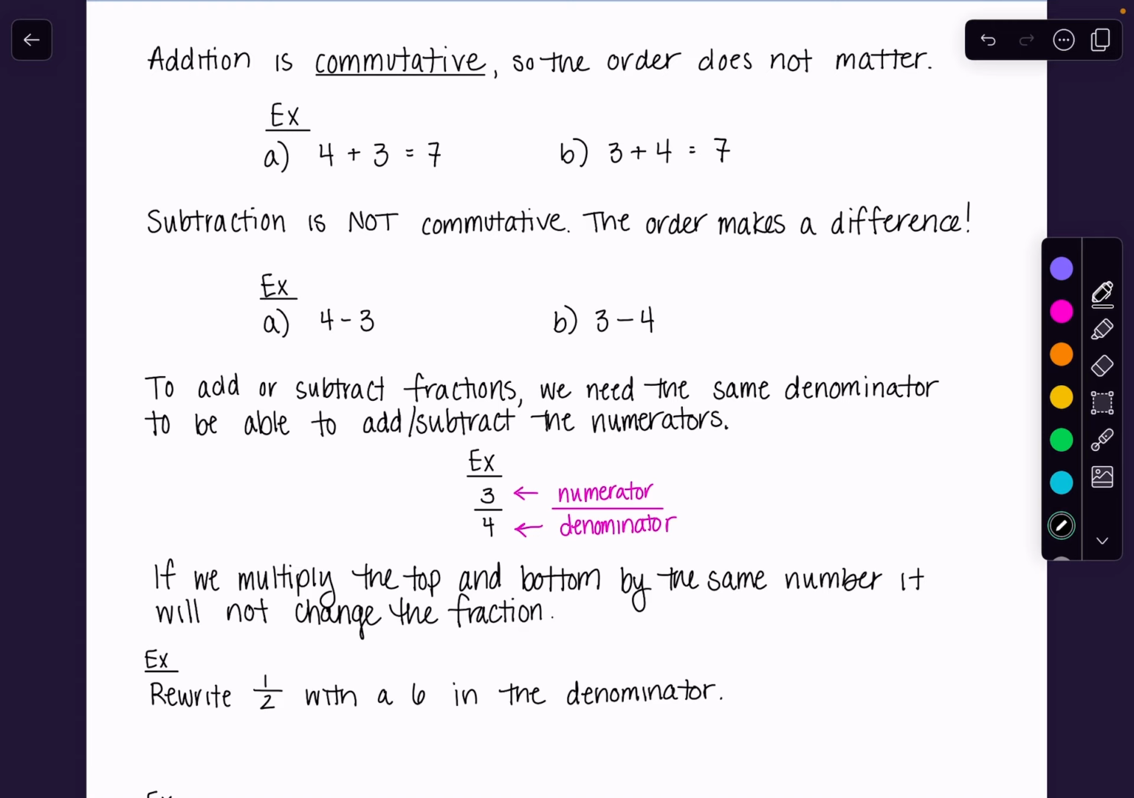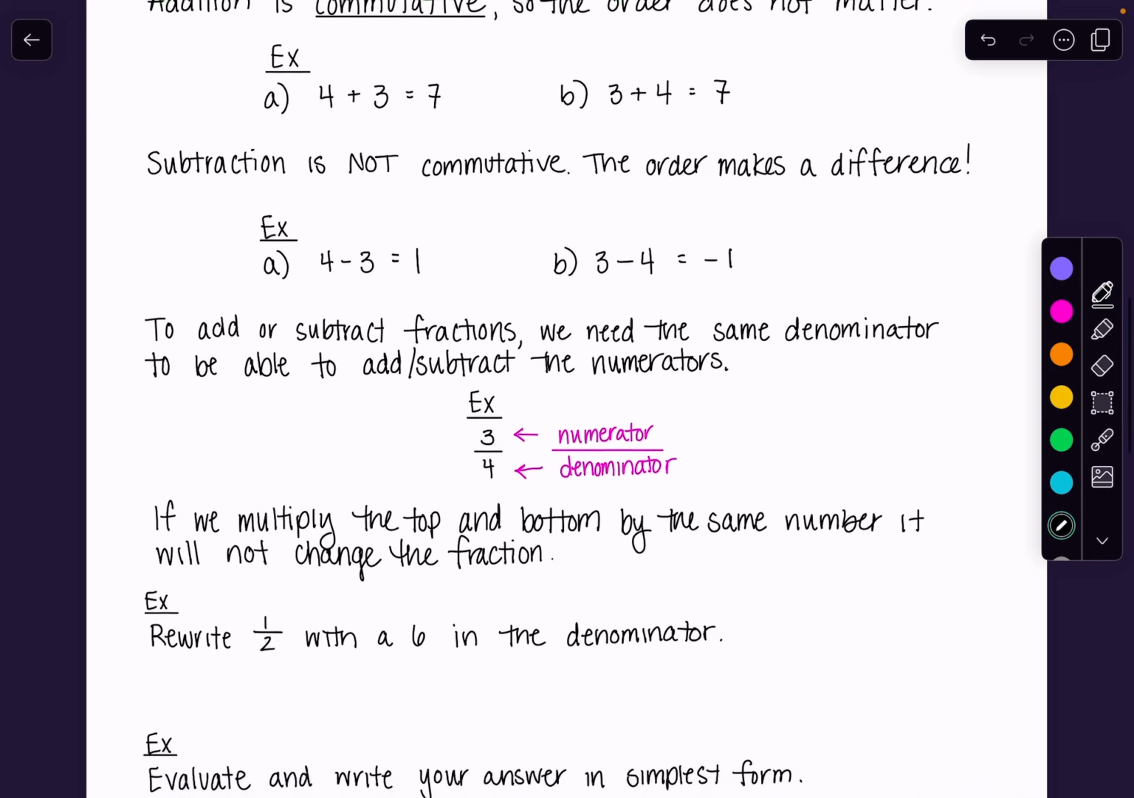However, subtraction is not commutative. The order you put things in does make a difference. So just like you read a sentence, you're always going to read these expressions from left to right. So in this one, I want to take 4 and I want to subtract 3. If we do that, the result is 1. But if I do 3 minus 4, it's going to result in negative 1. Okay? So the order is important for subtraction.